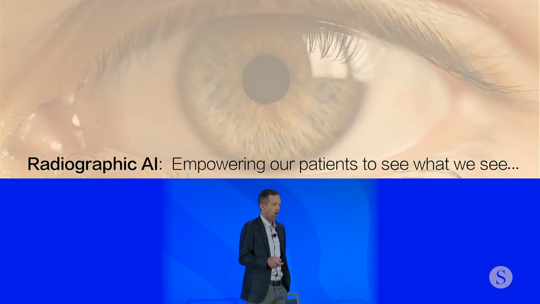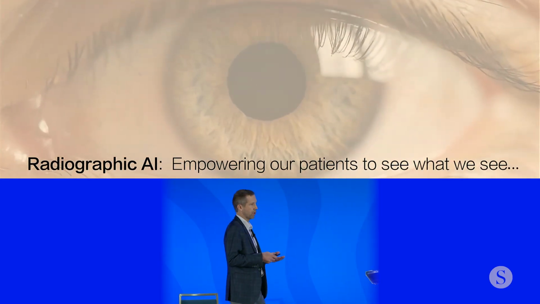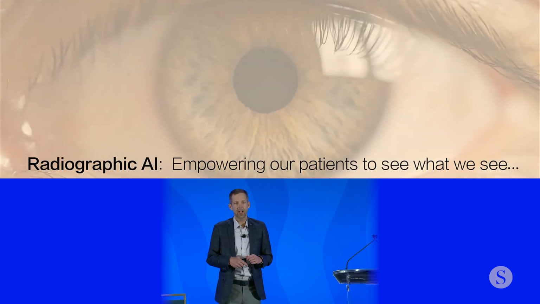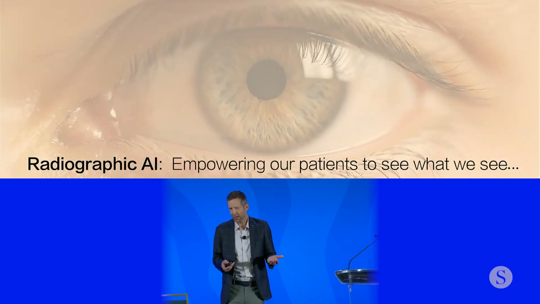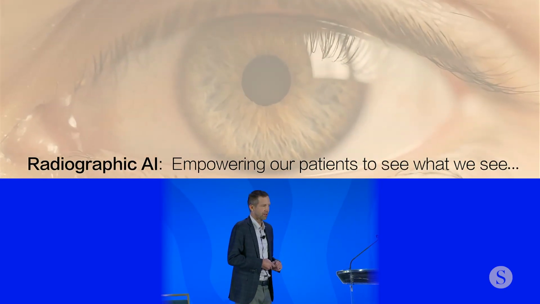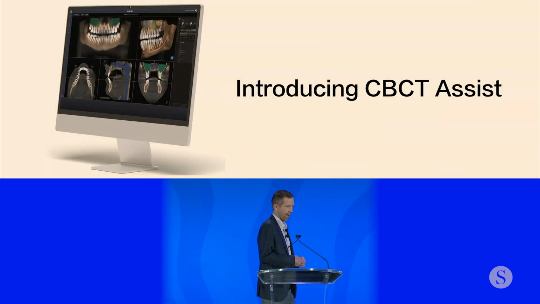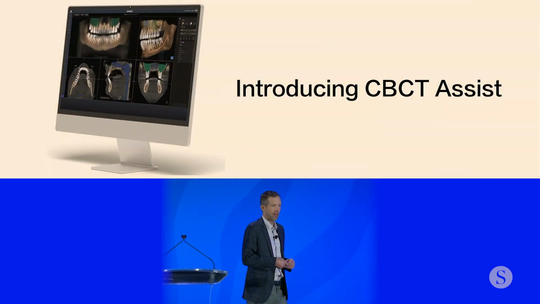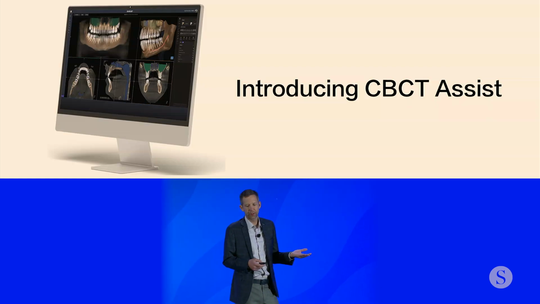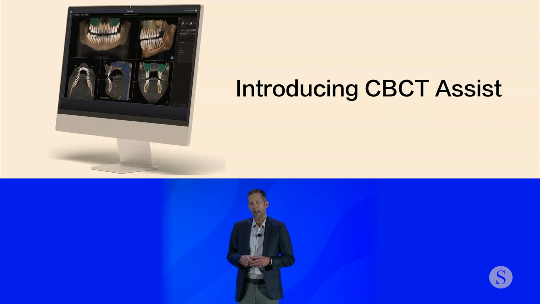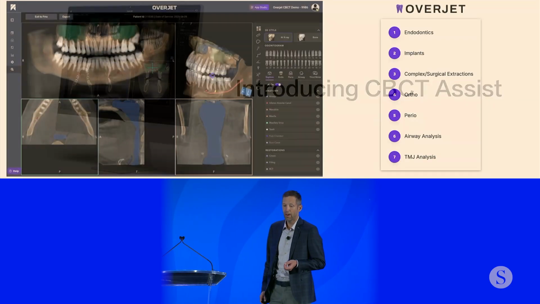Now, one thing that I want to introduce is, because currently radiographic AI is really helping us with our intraoral bite wing x-rays. But what you're going to start to see now is CBCT AI. So Overjet will be coming out. I believe I'm one of the first people to actually show this. And the Overjet CBCT-assisted, it's called, is actually quite helpful.